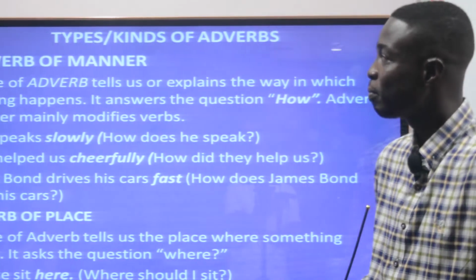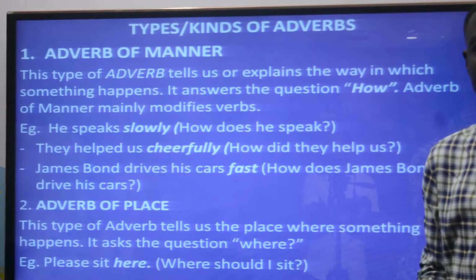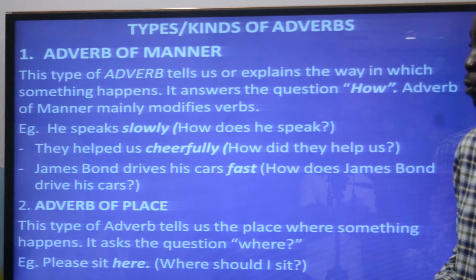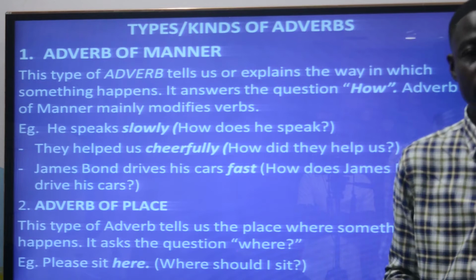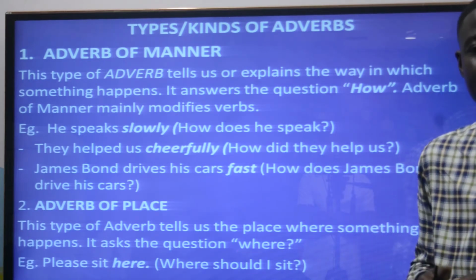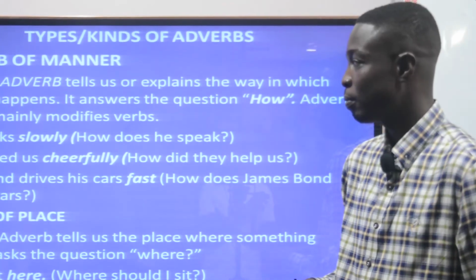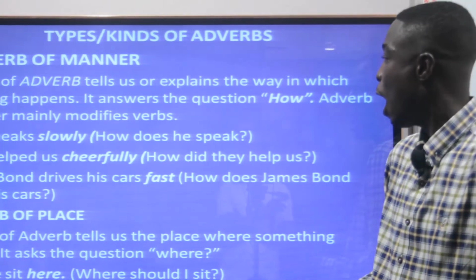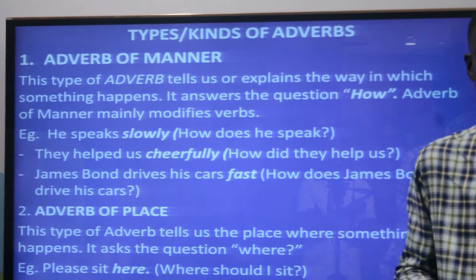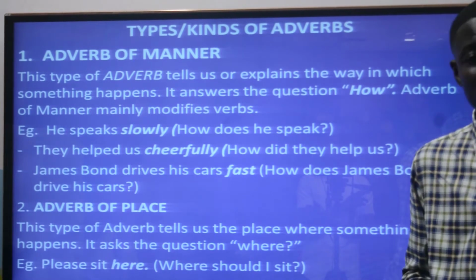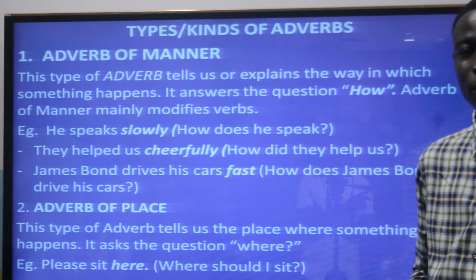Let's move on to the types or kinds of adverbs. The first to talk about is the adverb of manner. This type of adverb tells us or explains the way in which an action or something happens. And it answers the question, how? Adverb of manner mainly modifies verbs. Don't forget, in our definition, we said an adverb modifies a verb, an adjective, or another adverb. For adverb of manner, it modifies only verbs.